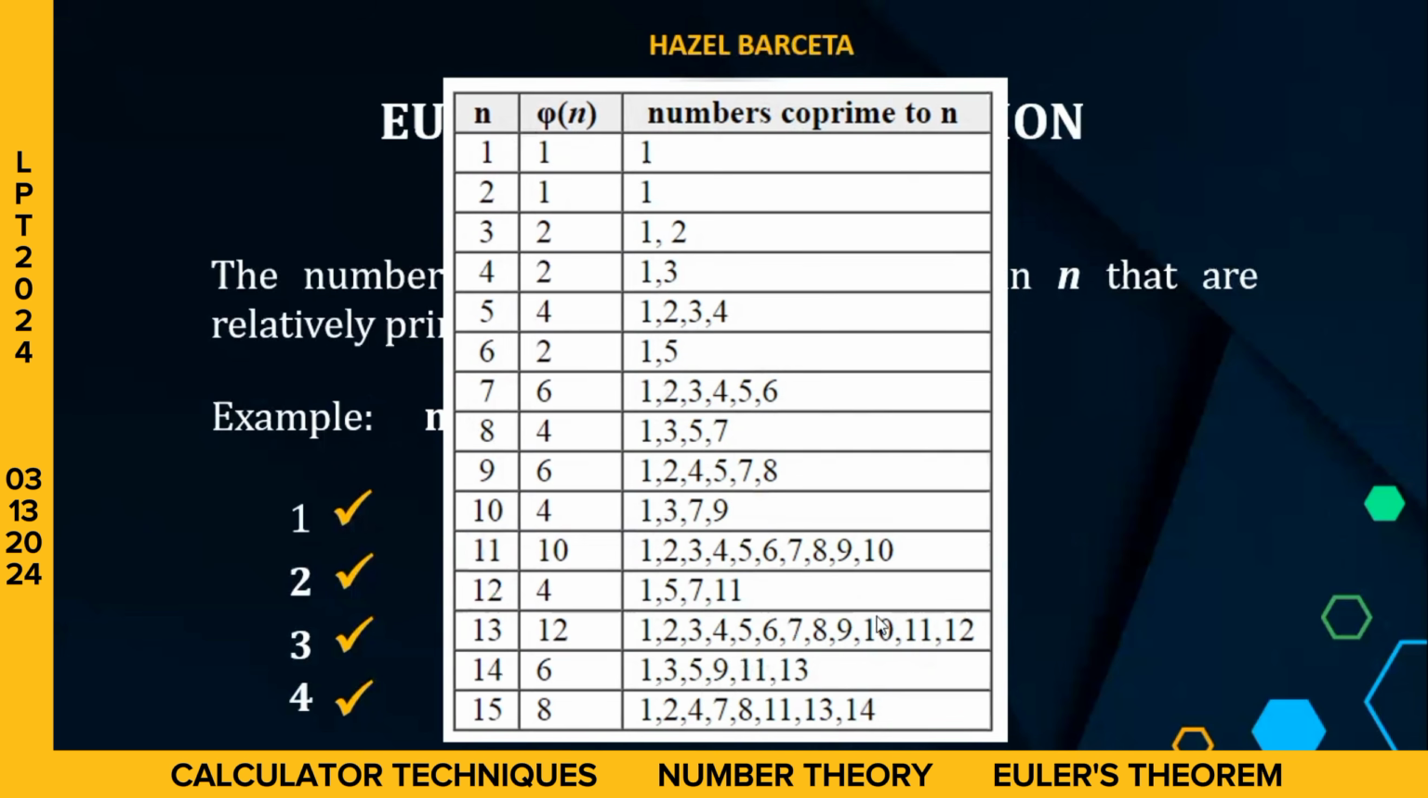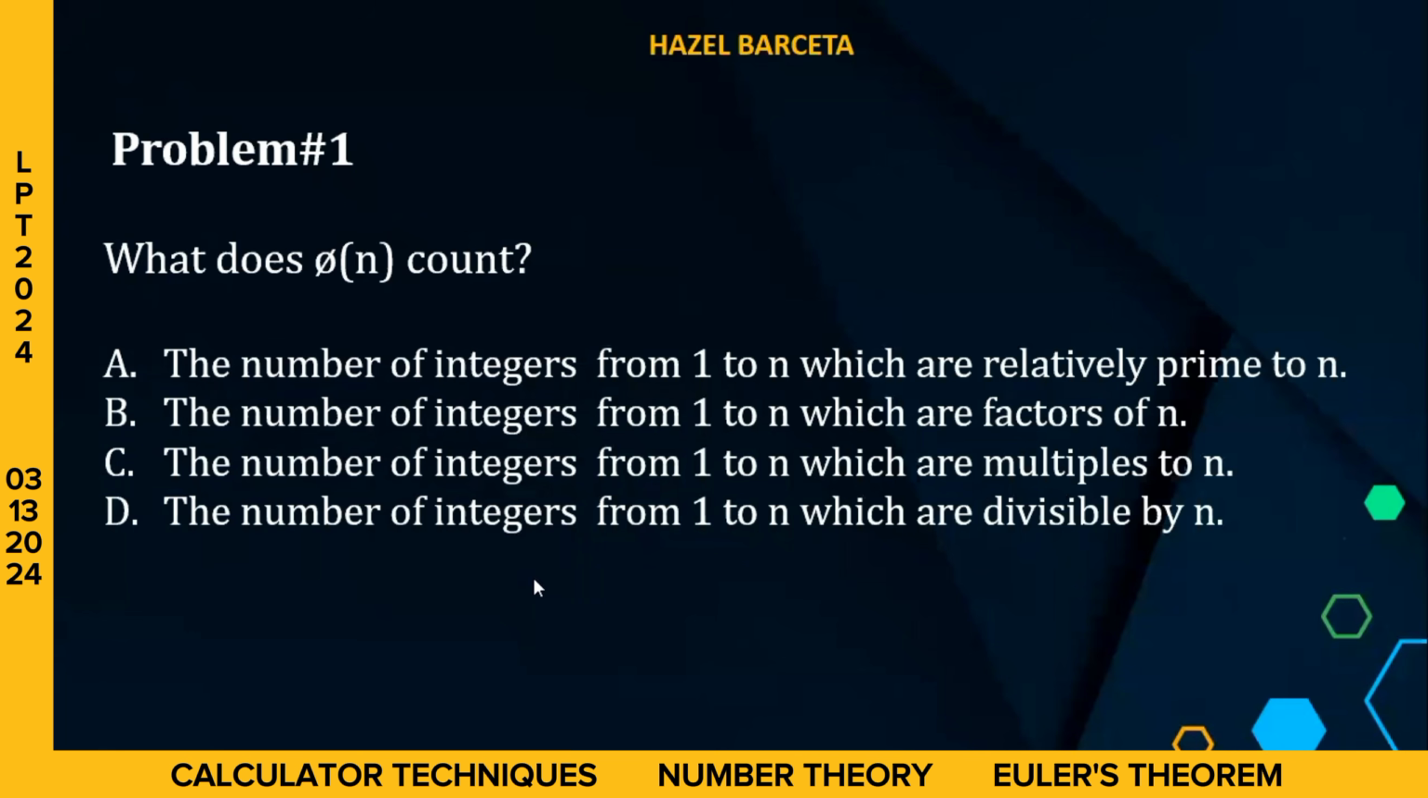So, check po natin yung ating example. When n is equal to 5, totient of n is equal to 4, and we're correct. So, ayan lang po. Let's go to problem number 1. What does φ of n count? So, ito po yung ating Euler's totient function na kakadiscuss lang po natin. Letter A, the number of integers from 1 to n which are relatively prime to n.